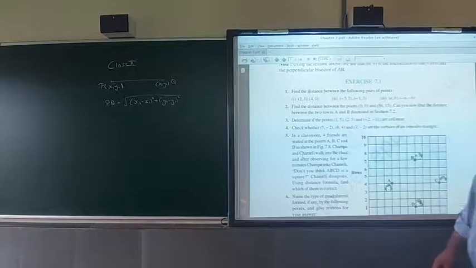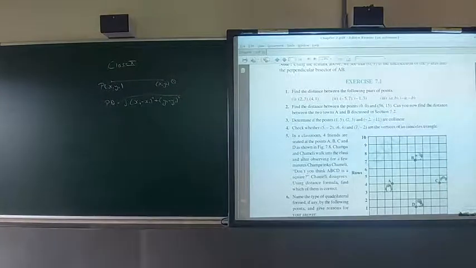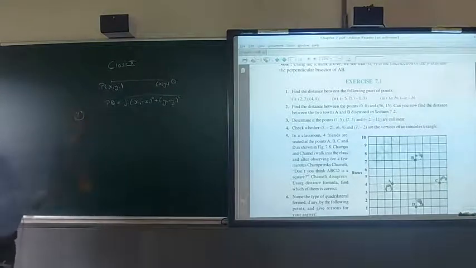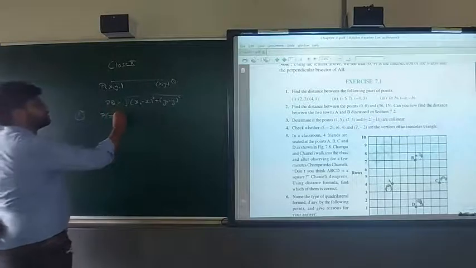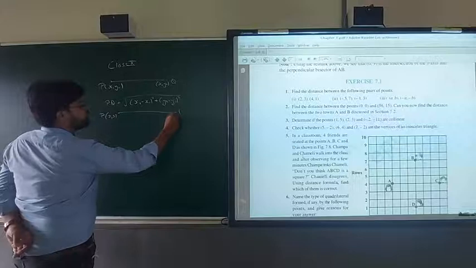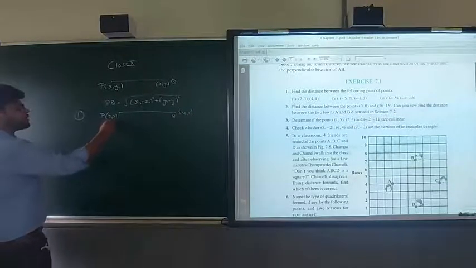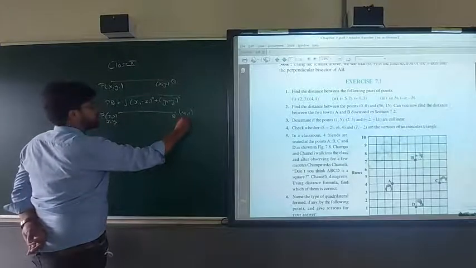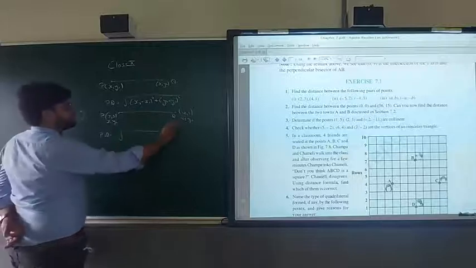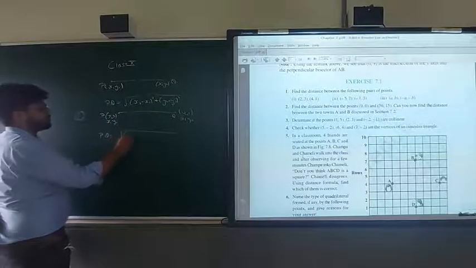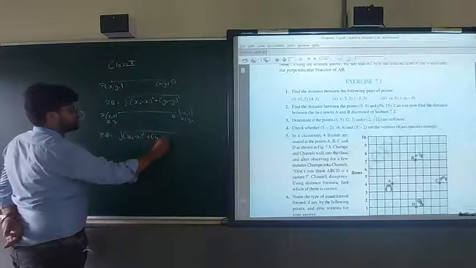Find the distance between the points 2, 3 and 4, 1. Now first question, suppose I take P as the point 2, 3, and the second point Q is 4, 1. Now this one is x1 y1, this one will be x2 y2. Now if I find the distance between PQ, the formula is x2 minus x1 whole square plus y2 minus y1 whole square.